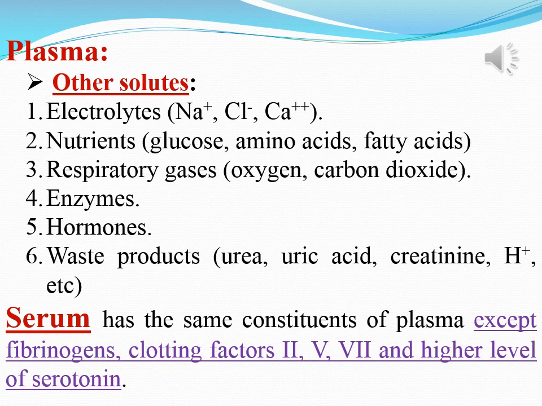We should know serum. شنو هو السيرم؟ Serum has the same constituents of plasma except fibrinogen, clotting factor 2, 5, 7 and higher level of serotonin. هذا الفرق constituents between a plasma and serum.